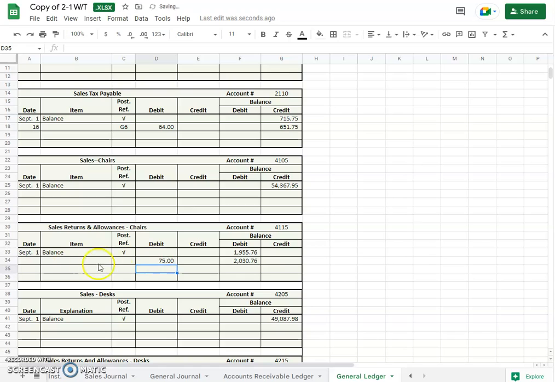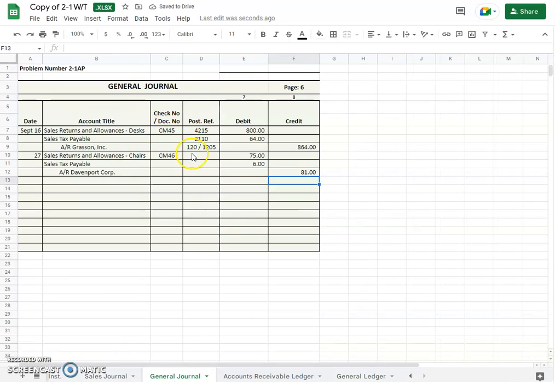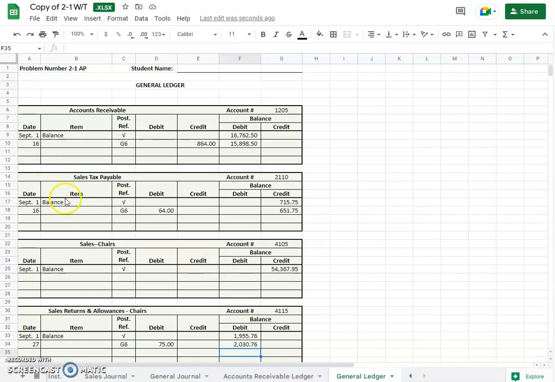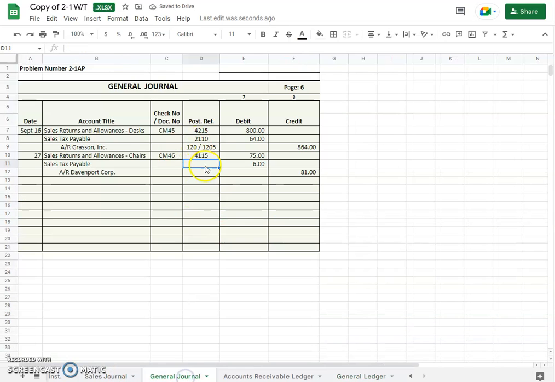Add those together. This was from General Journal, page 6. I believe it was the 27th. And account number 4115 will go here. Sales tax payable, $6 debit. And $6. For our normal credit balance account, it will subtract. 2110 is our account number. We'll put that here to show that we have posted.